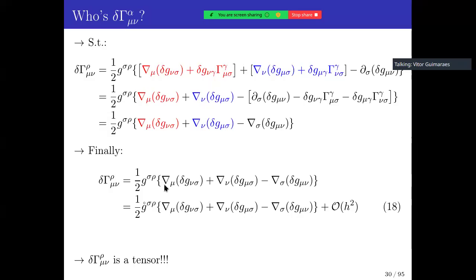So you see that this object is clearly a tensor, even if this wasn't a tensor, which it is, right? But if it wasn't, if this was a scalar, this object here is a tensor, and this is a tensor, and this object here is also a tensor. And the sum and subtraction of tensors form a tensor, right? So this is what makes the variation of the Christoffel symbols in fact a tensor.